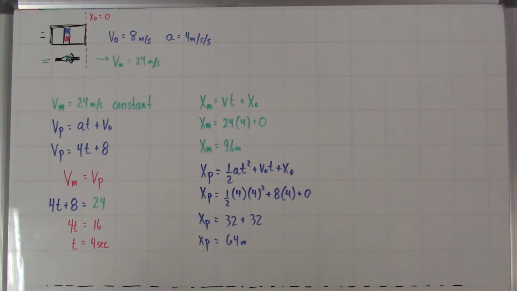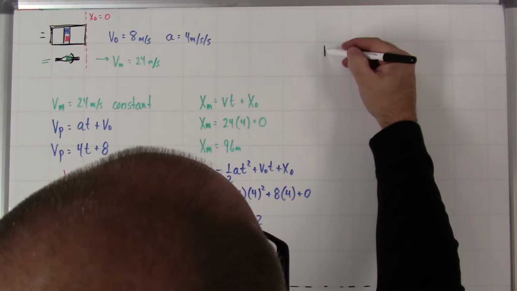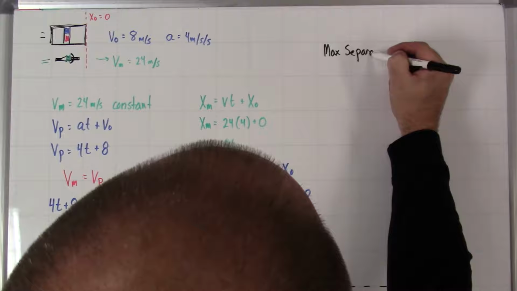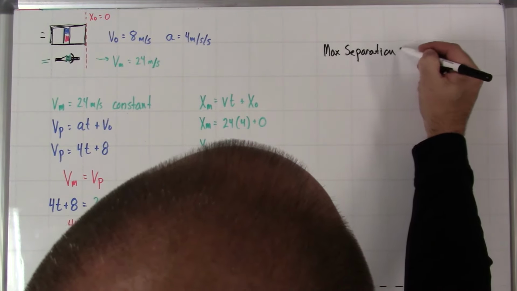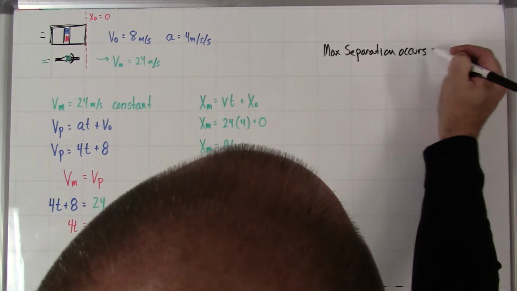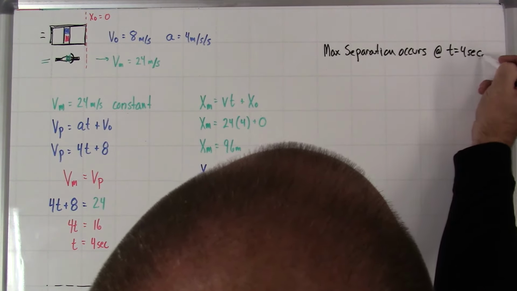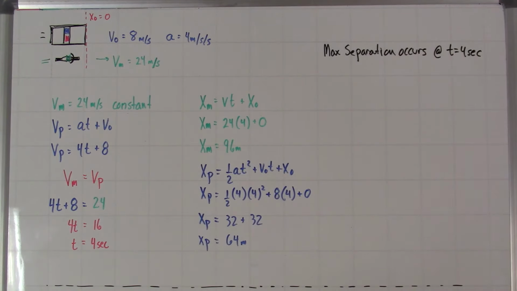The last question is kind of a hard one. It says, what is the maximum separation between the police car and the motorcycle? Well, I think the real question is, when does the maximum separation occur? And the answer is, the max separation occurs at t equal to 4 seconds. Why does the maximum separation occur at t equals 4 seconds?